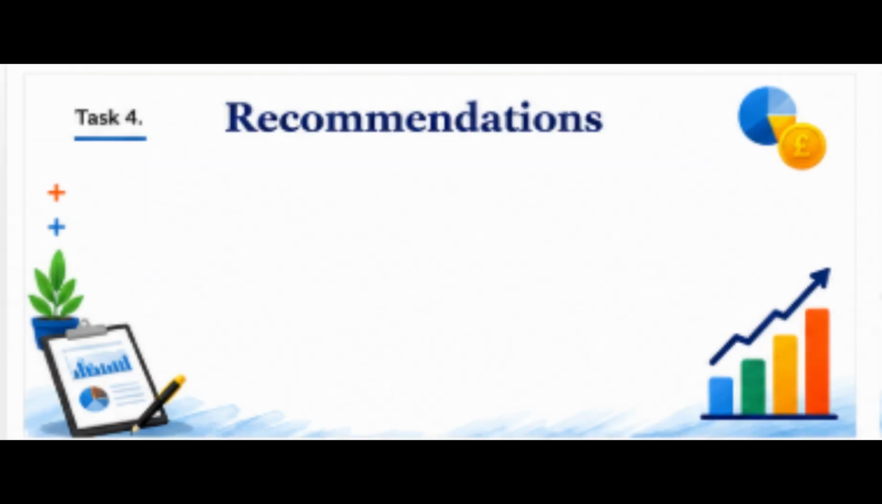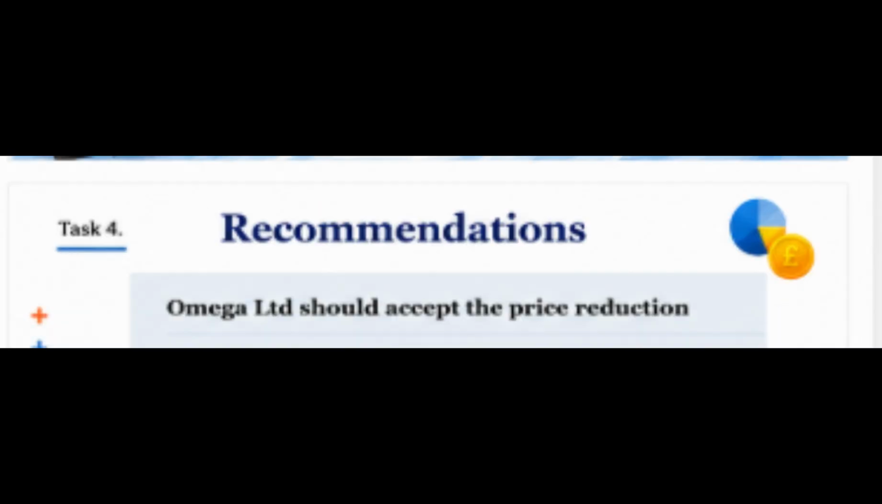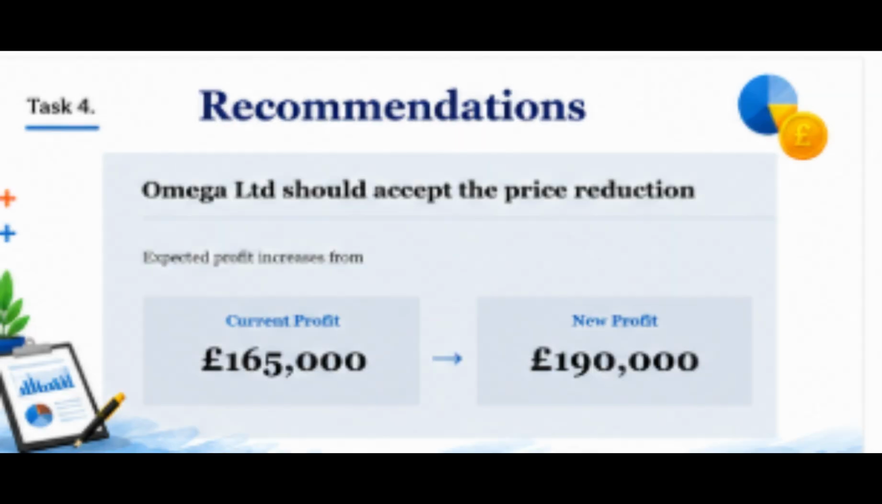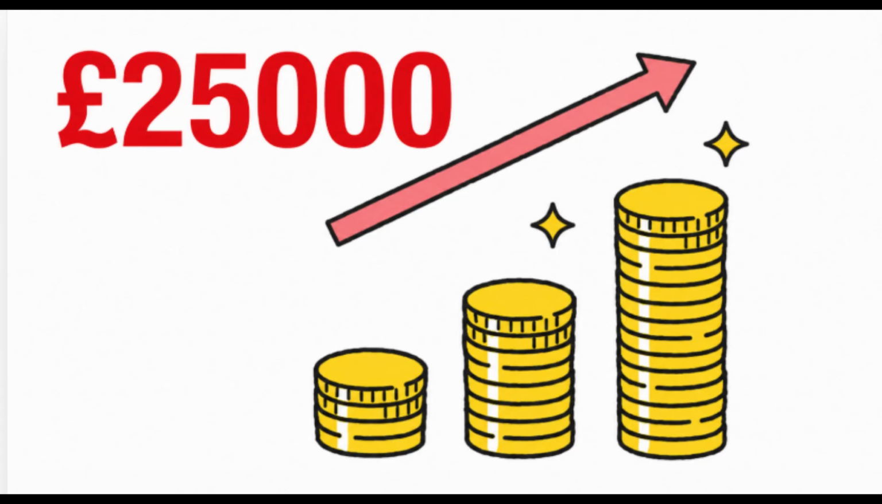Based on our analysis, Omega Ltd. should accept the proposed price reduction. Although the contribution per unit falls from £30 to £25, the increase in sales volume more than compensates for this reduction. Profit is expected to increase from £165,000 to £190,000. This represents an increase in profit of £25,000.